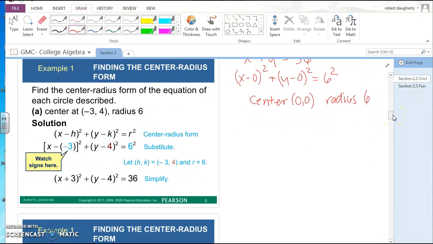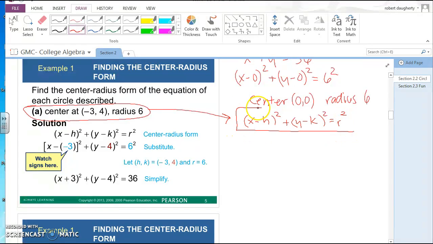Let's do a couple more examples. They're saying find the center-radius form of an equation of a circle that has these characteristics. I want to figure out what the equation of that circle is. When I'm learning a formula like this, I will write down the formula as many times as I can to make sure I get it into memory. So that is the equation I'm after: (x minus h) squared plus (y minus k) squared equals r squared.